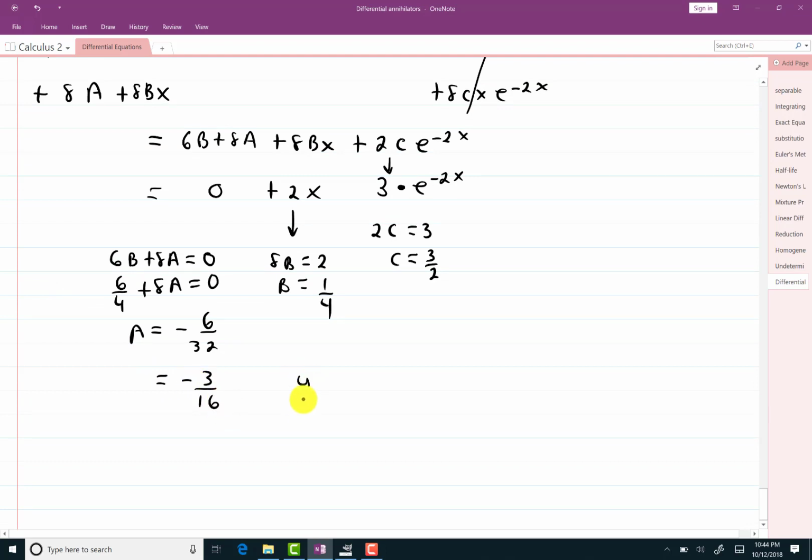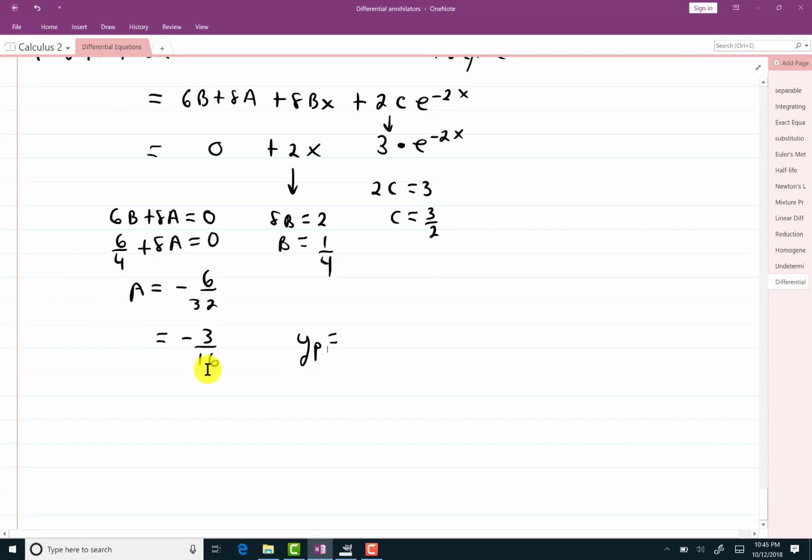So my y sub p then, my a is negative 3/16 plus bx, plus 1/4 x plus 3 halves, x e to the negative 2x.